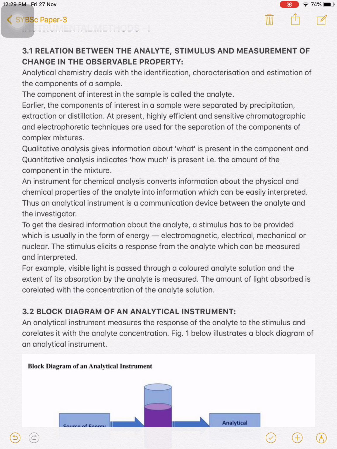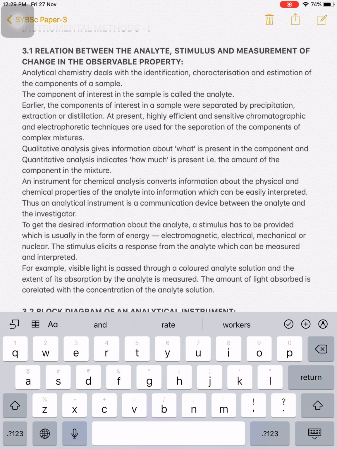Earlier, the components of interest in a sample were separated by precipitation, extraction or distillation. So earlier, the separation of these components of interest of that sample was carried out by precipitation, extraction or distillation. At present, highly efficient and sensitive chromatographic and electrophoretic techniques are used for the separation of the components of a complex mixture. So nowadays we are using different instruments for the separation and identification of these components of interest from the sample.